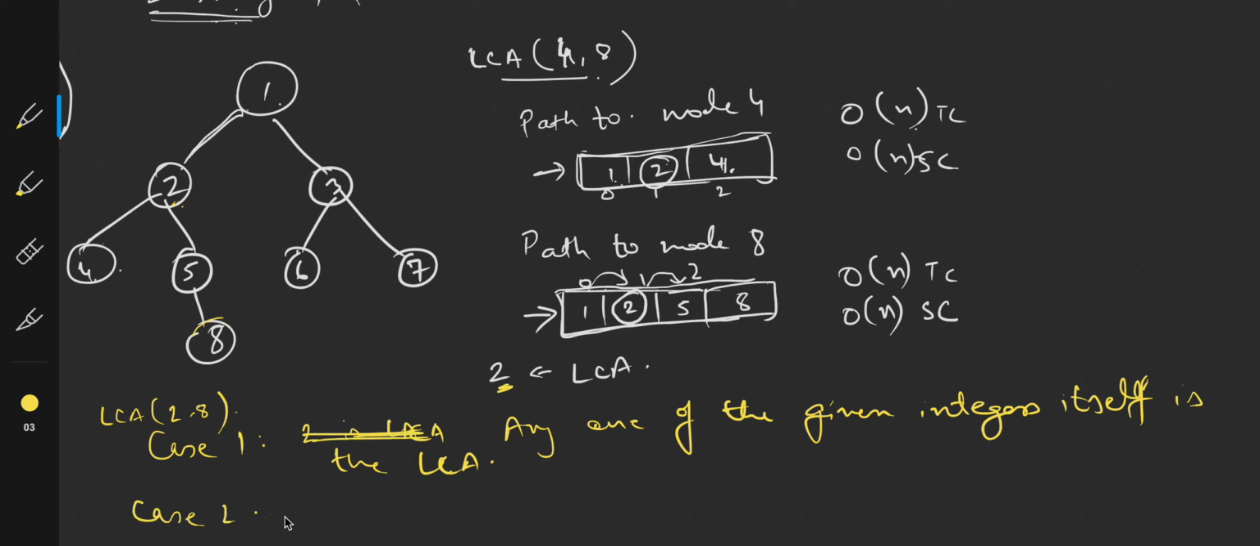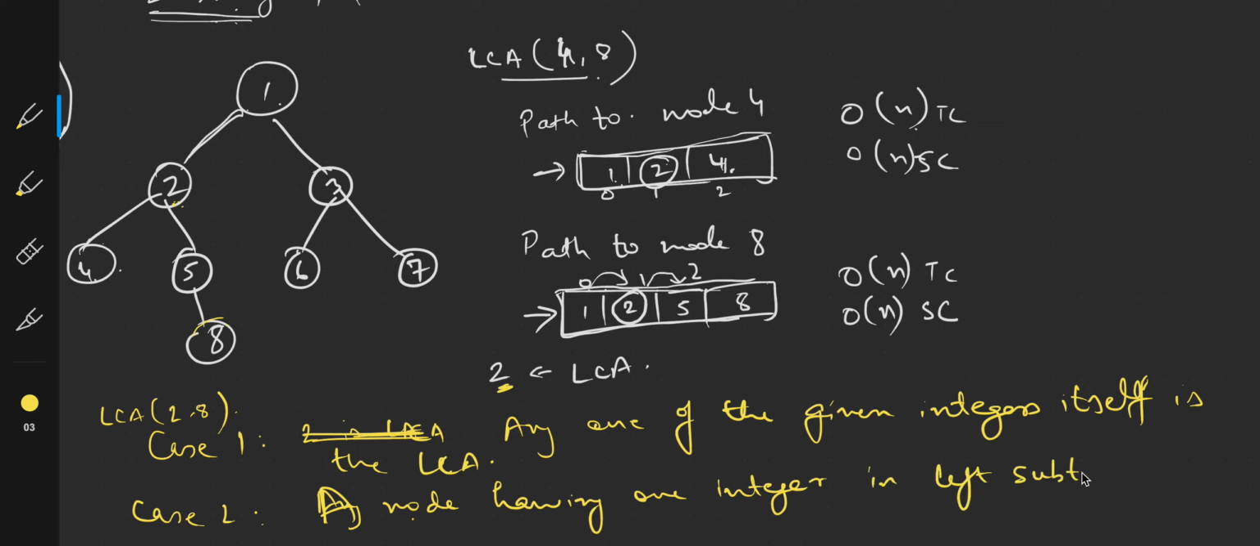Case 2. Case 2 is that any other node, it can be any node, having one integer in the left subtree and one integer in the right subtree, right?